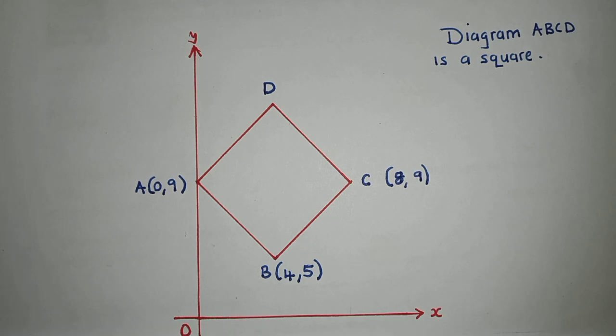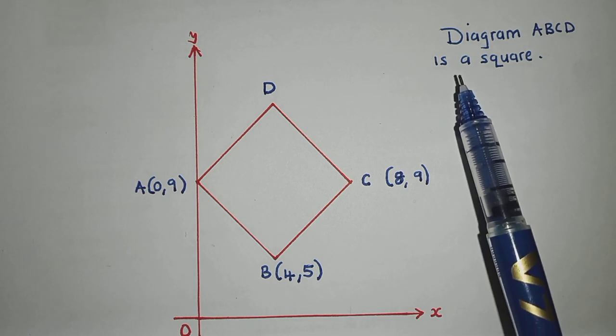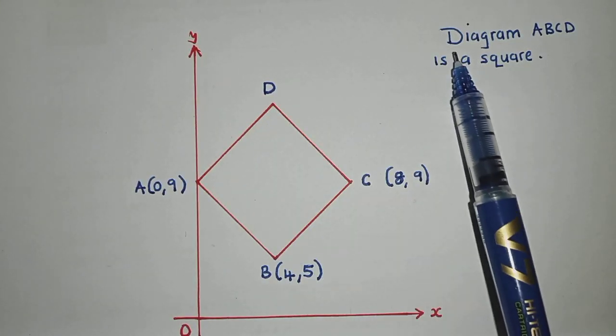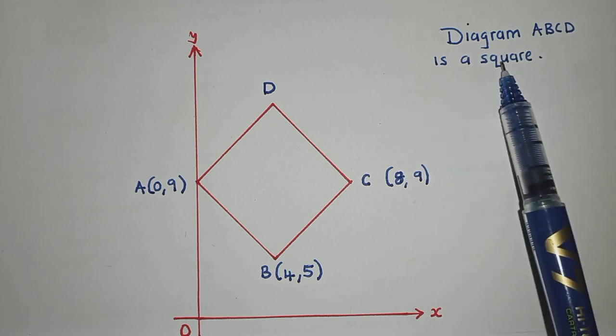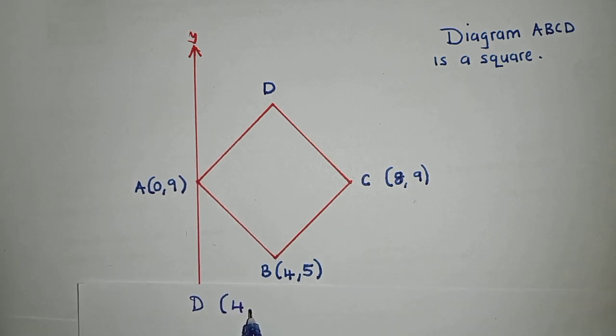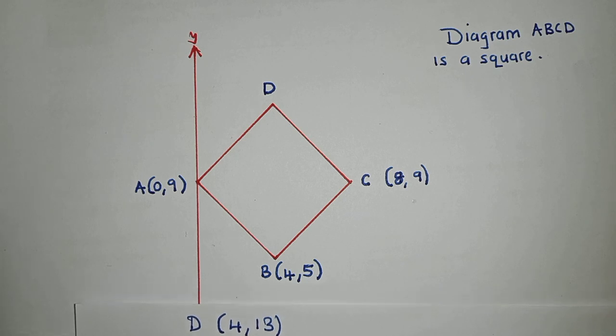Without wasting our time, we need to know that this diagram is a square, according to this statement which has been put right here. So the coordinates of D will of course be (4, 13). You may be wondering how I knew the coordinates of D are (4, 13).